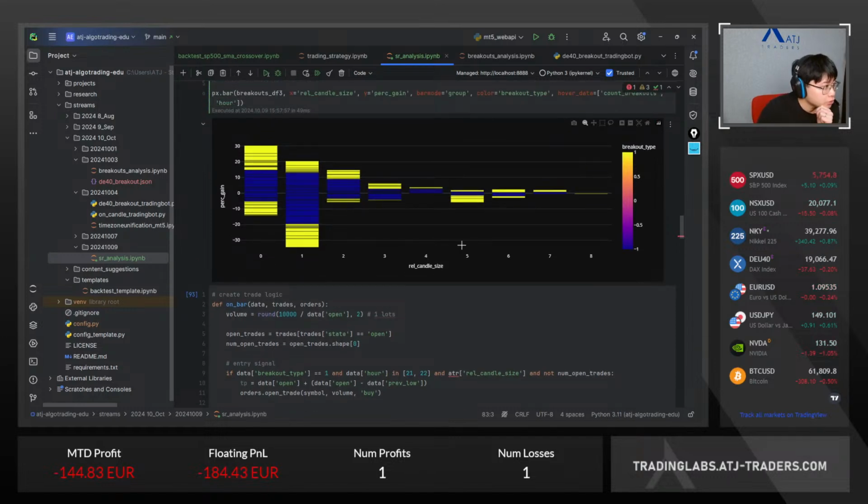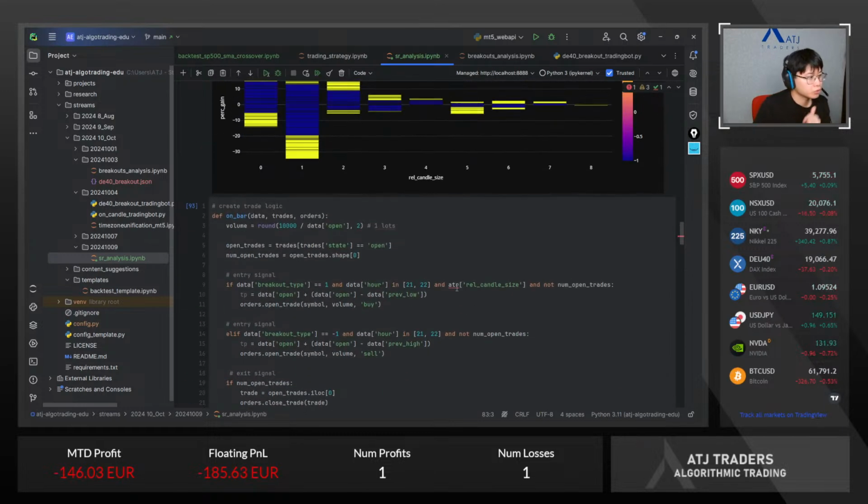Okay, so what we see is that we should mainly work with candle sizes that range between 0 and 2, because this is where most of the breakouts happen. We do see that the bearish breakout worked the best when the candle size is actually 1. We can try using this, but I'm just going to be very strict and test that the relative candle size is equal to 1, and then we'll see.